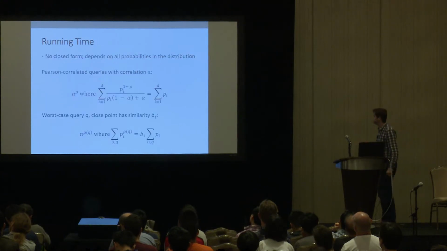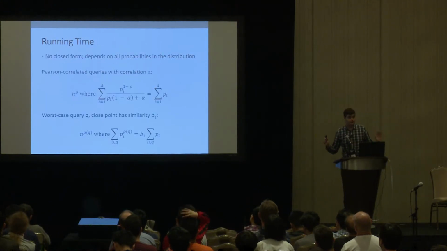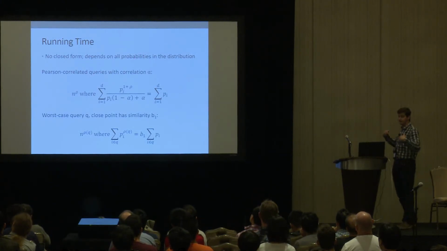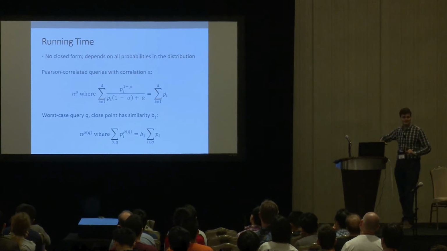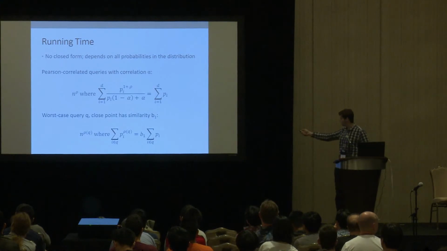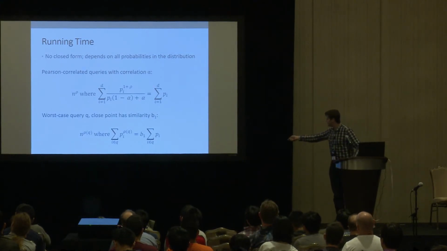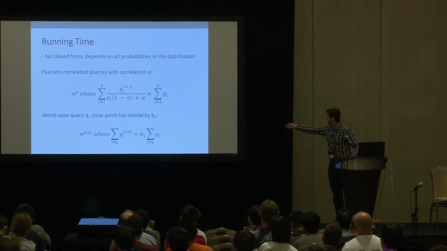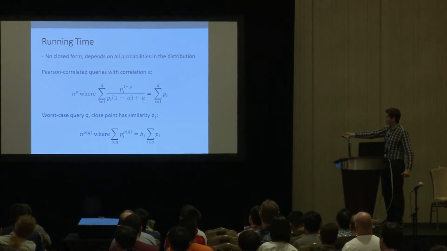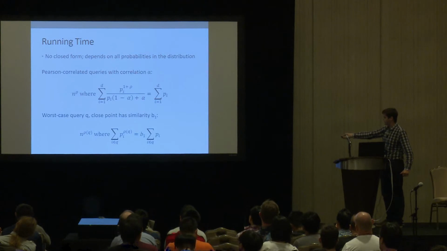All right, so that's the whole algorithm. The question is, what's the running time? Unfortunately, there's no closed form, and it's going to depend on all of the probabilities in the distribution. So this is a little bit of a mess. I'm going to summarize this on the next slide, though. So for Pearson correlated queries, we have these two big sums. I want to say just very quickly that the bottom is the conditional probability with which you sample a point. That's why that comes up there. I should also say p_i is the probability of item i. So you get running time n to the rho, where rho solves this big equation.